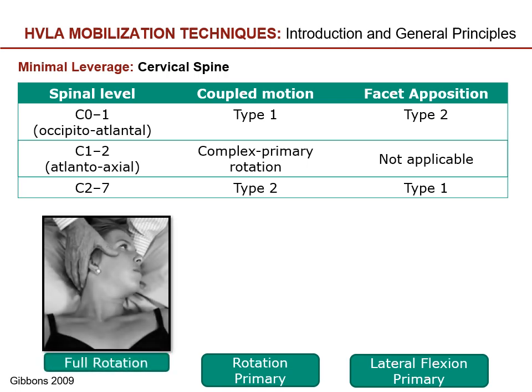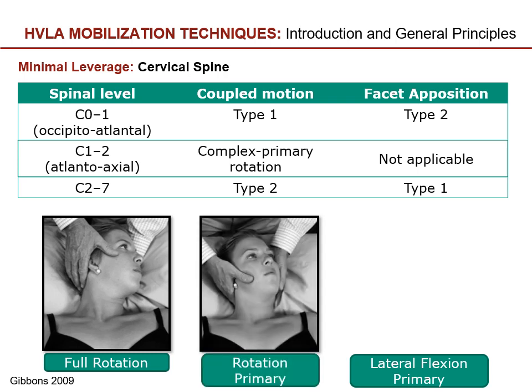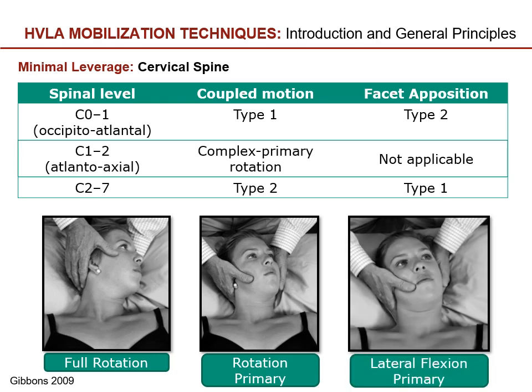So if we look at some examples here, you can see the patient's full rotation to the left. Now, regardless of whether you use rotation as the primary lever, as shown here, or lateral flexion as the primary lever, you can see that the secondary lever, be it lateral flexion or rotation respectively for each of these scenarios, is going to be applied in the opposite direction of the initial primary. So a little bit of mental gymnastics, but we'll walk through it.